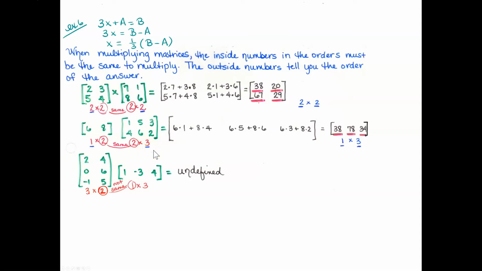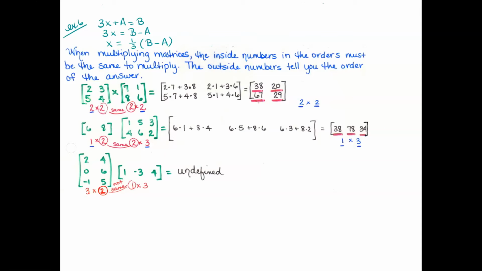Could you add those? What has to be true for you to add? They have to be identical, right? Exact same order. So I couldn't add or subtract these, but I can multiply them because their inside numbers are the same, okay? So what if their inside numbers are not the same? Then it can't be done.